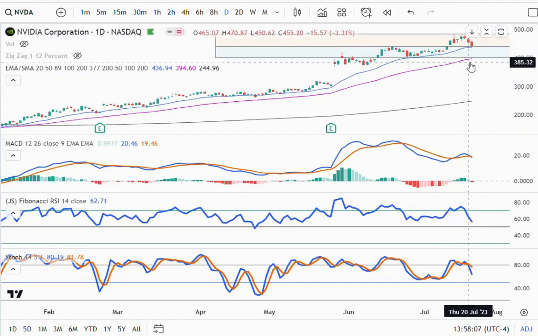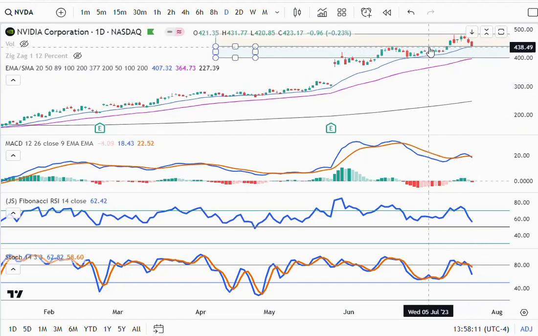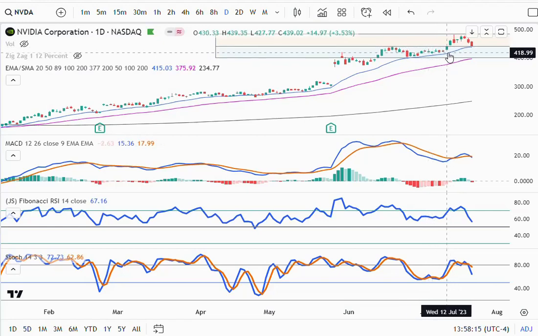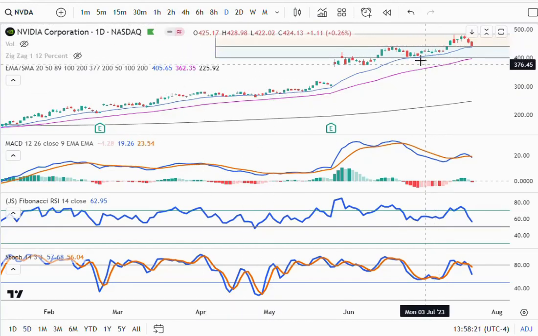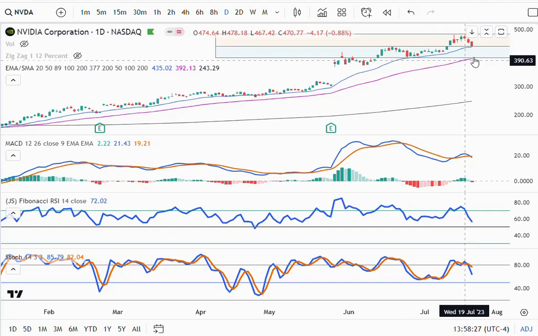But these would be the levels I'm watching: the 400 on the downside, and then 440, and obviously there would be some support in the middle. Like if you look at the 2-hour chart, then there will be other levels in between. But the big picture is 440 on the upside and then 400 on the downside. So those would be the two levels I'm watching.